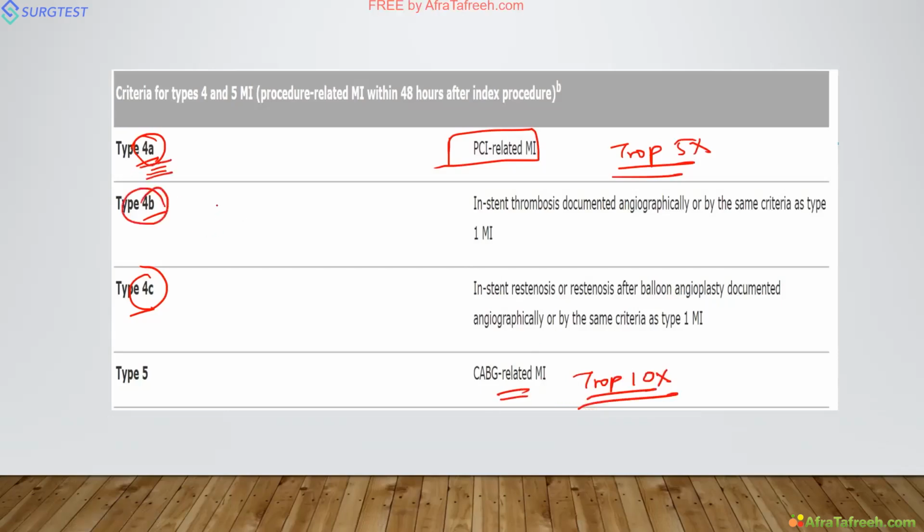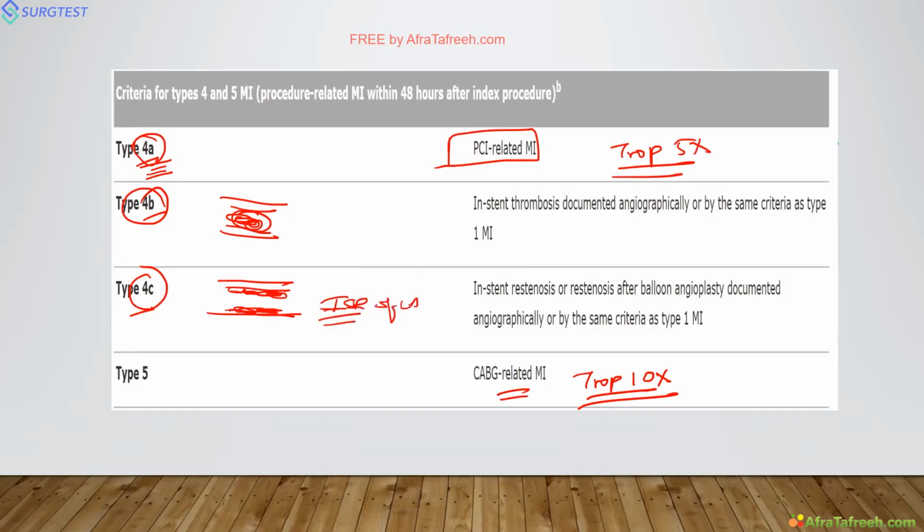Type 4B is when, after you put a stent, the patient can develop stent thrombosis. In the stent, there may be a thrombus. So that is 4B MI. Then 4C MI: you have put the stent, and inside the stent there will be proliferation of smooth muscle cells, which can cause further in-stent restenosis. It is called ISR. You would have seen it in CAG reports, ISR of LAD stent, meaning in-stent restenosis. This is type 4C MI. After the stent is not well apposed, after some 1 year, it can become restenosis.